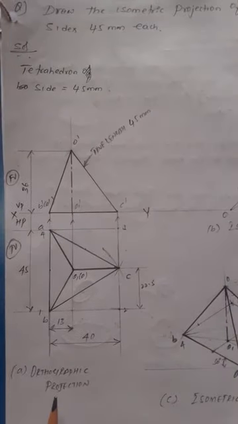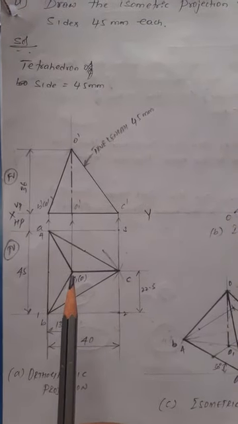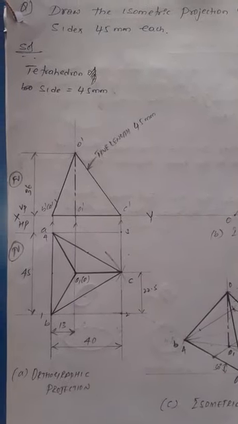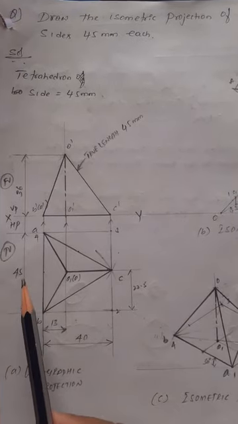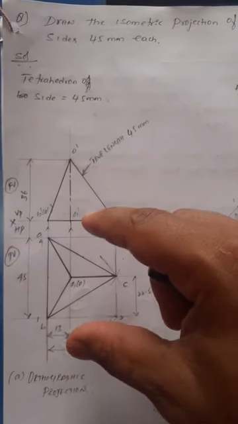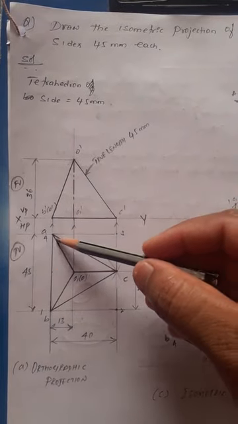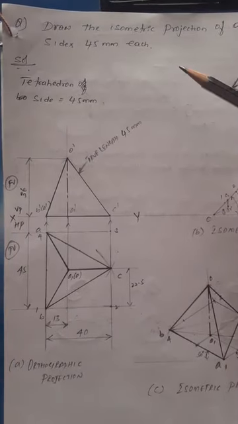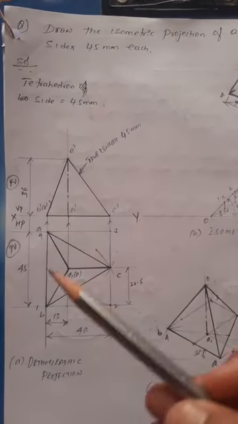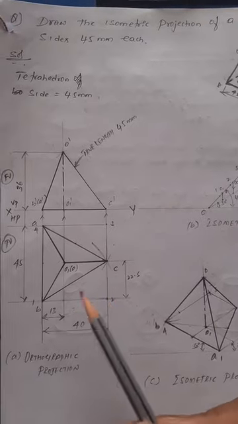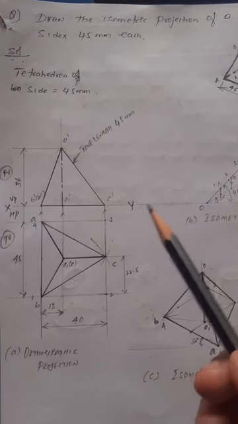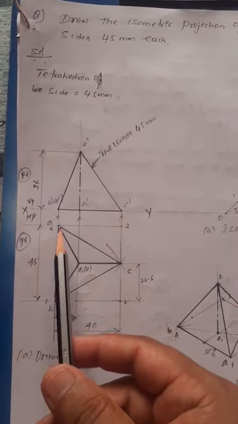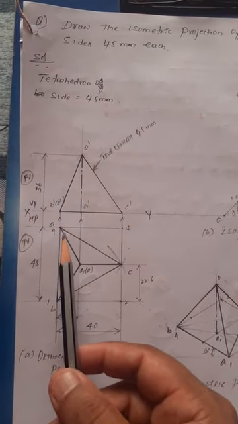First we go for drawing the orthographic projections. If you view the tetrahedron in the top view, what shape is the base? It is an equilateral triangular base of 45 mm. Here I am considering one of the base edges parallel to HP and perpendicular to VP, but the condition is not given. You can take this condition, or else take the base edge parallel to both the horizontal and vertical planes.